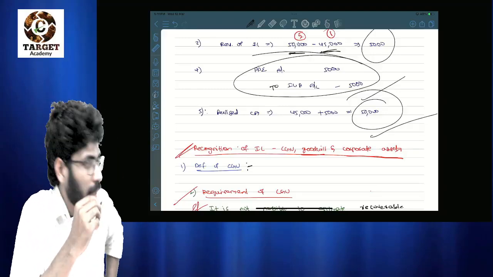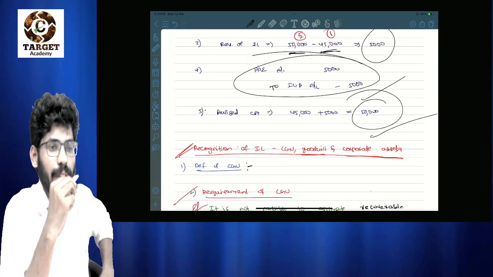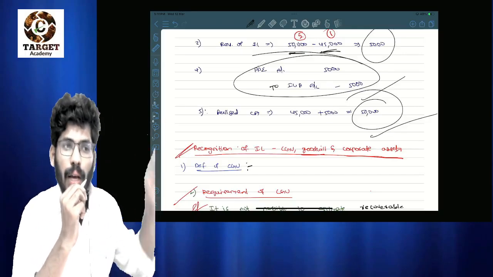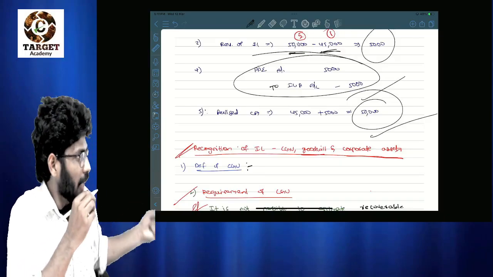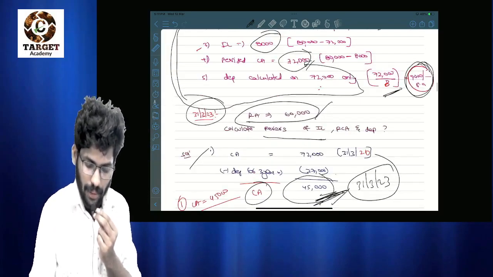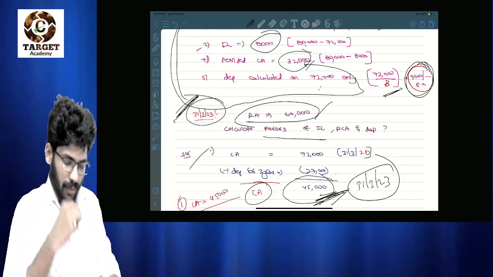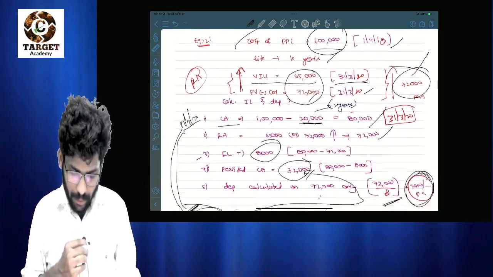So under reversal of impairment loss, we have discussed two problems. One is without depreciation. The second example is with depreciation. Now this is more than enough for our exam. If the examiner asks any question from reversal of impairment loss, he will ask question number 2. Please practice this. Please note down.